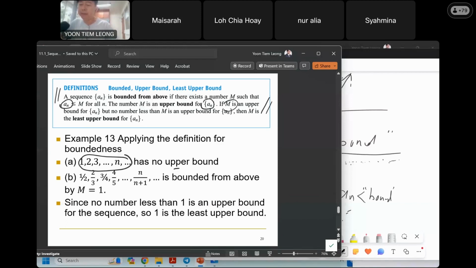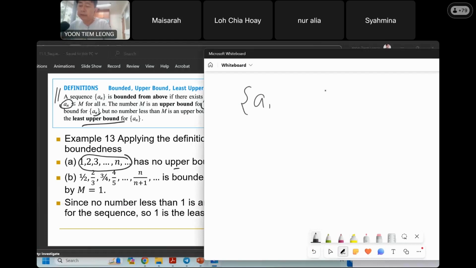Okay, so sometimes people find this a little bit confusing, but it doesn't need to be very confusing. What it says is that if you have a sequence like this, and you have many terms in the sequence, if there exists a value of m such that an is always less than or equal to m for all values of n, okay, all possible n, then m is known as the upper bound.